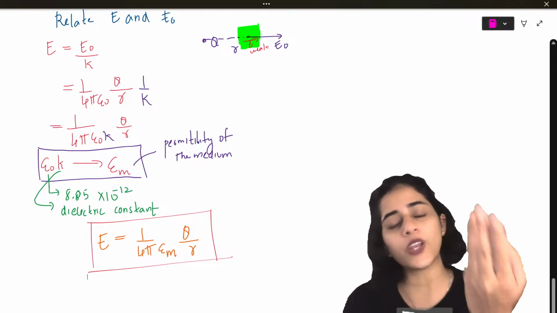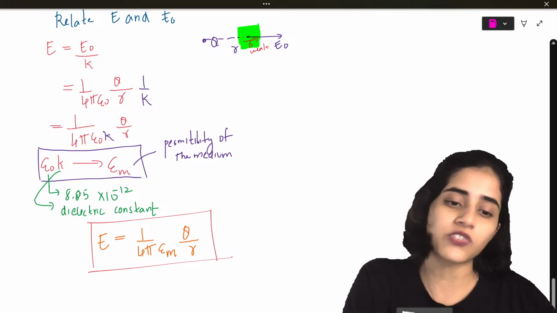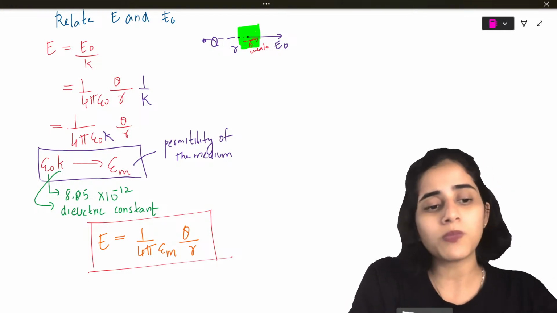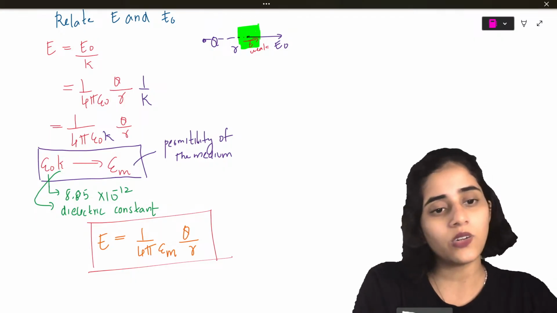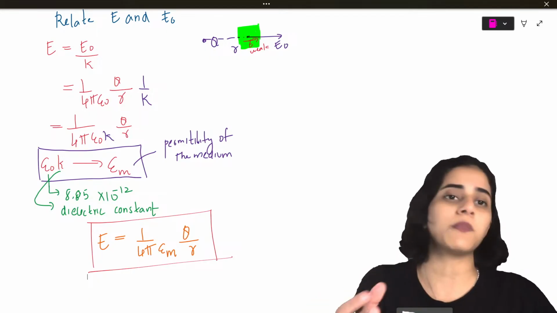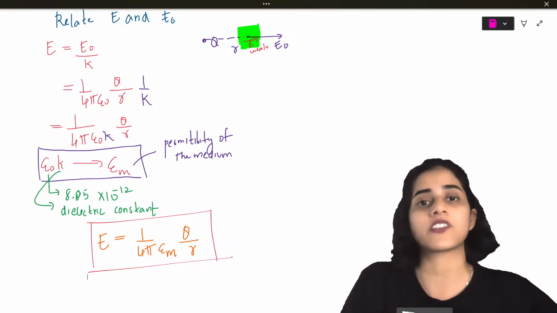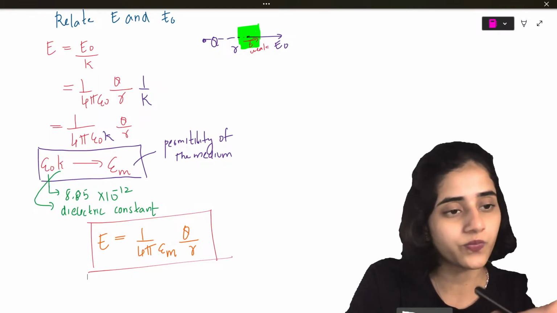E naught is the initial electric field passing through any medium. Now, if I put a dielectric in between, it is divided by the dielectric constant K.